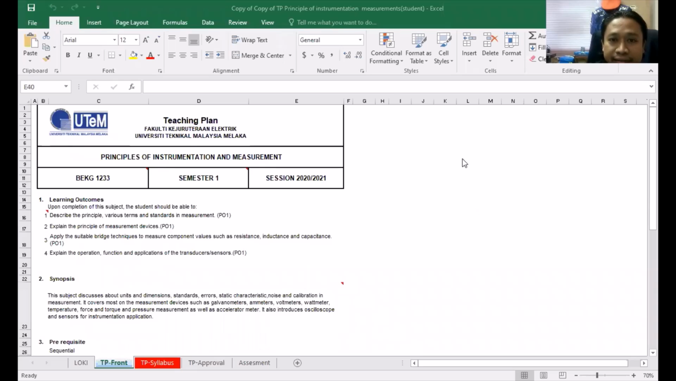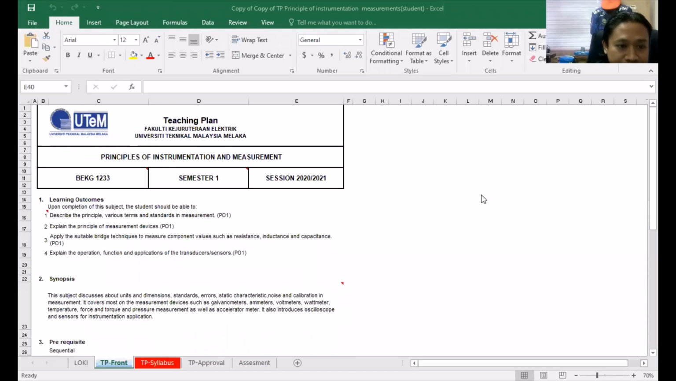For example, the oscilloscope, AC meter, DC meter. So at least you know some basic instrumentation or measurement that you want to use when you're working outside.